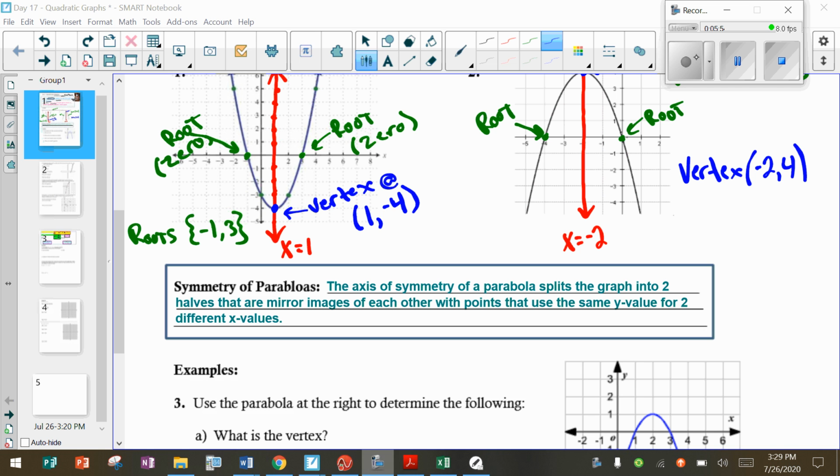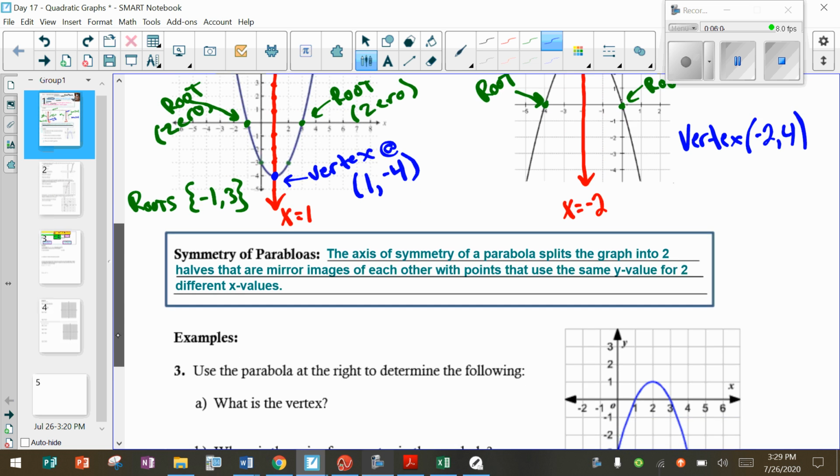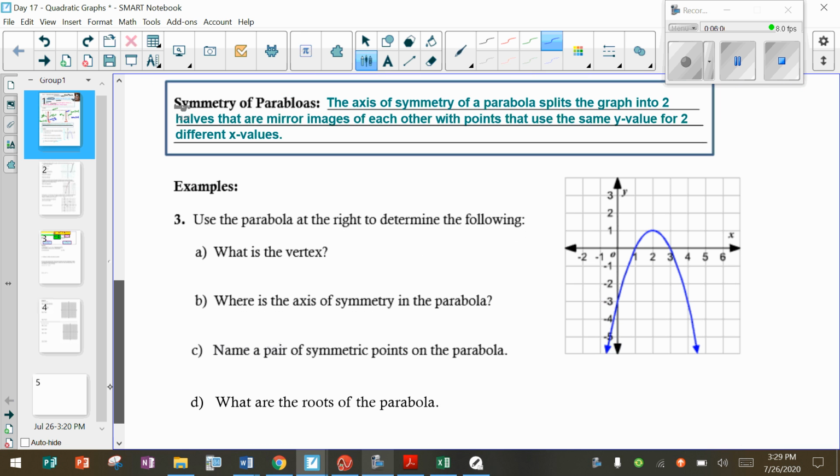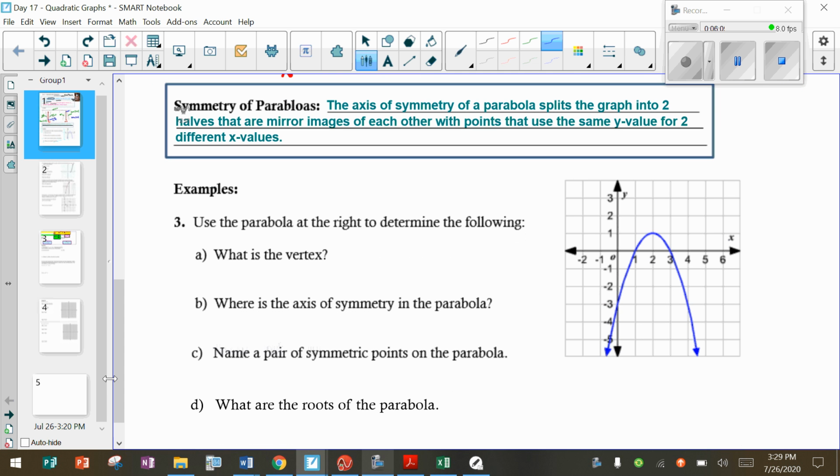The axis of symmetry of a parabola splits the graph into two halves that are mirror images of each other, with points that use the same y value for two different x values. And we're going to use this idea and concept of symmetry to answer some questions, and then eventually to help us graph a quadratic equation or a parabola.